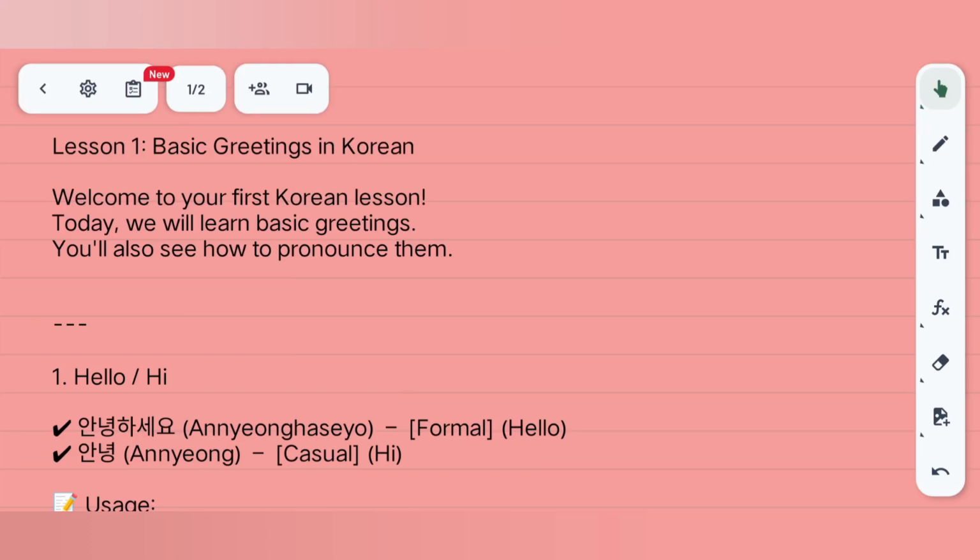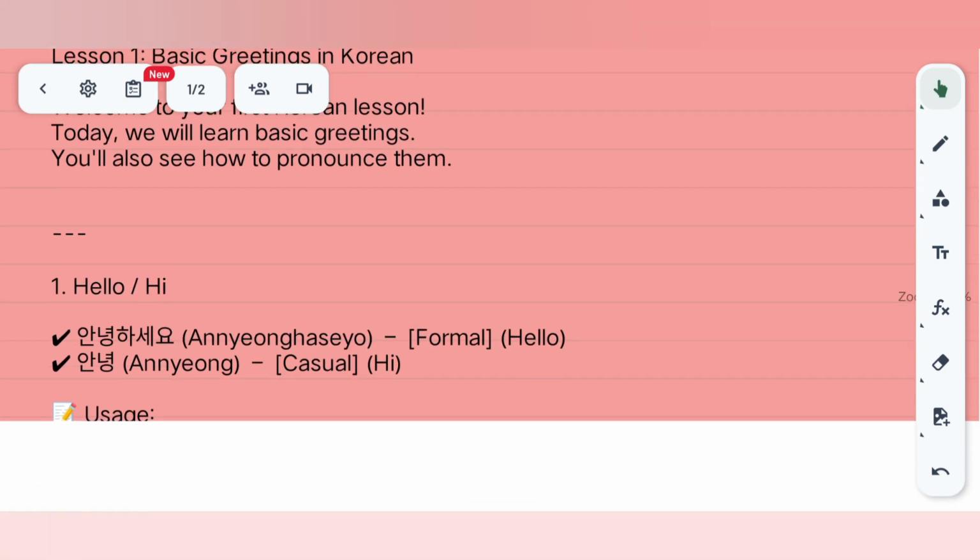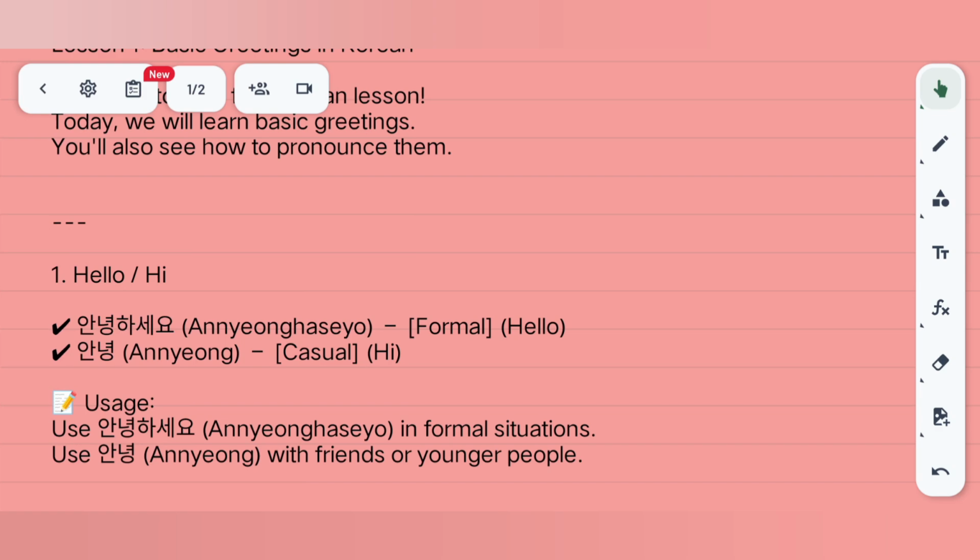Today we will learn basic greetings and you will also see how to pronounce them. In any language, you must know how to greet someone at first. So we use hello and hi. There are two types of situations, one is formal and one is casual. We use formal language with those people who are elder, respectful, or strangers, and we use casual language with our friends or with those who are very close to us.